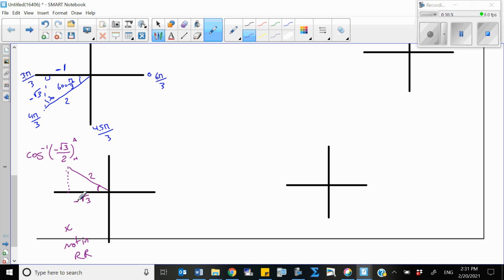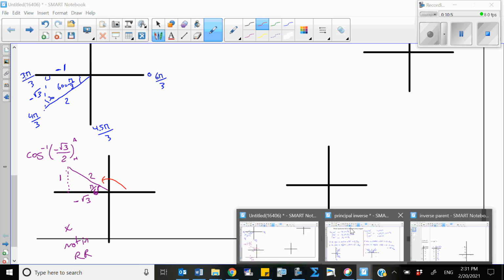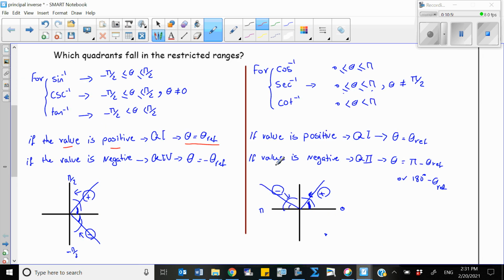Now I can use the Pythagorean theorem and I will see that this side is equal to 1. So we have a special right triangle of 30, 60, 90. Opposite 1 is 30 or pi over 6. So our reference angle is found is pi over 6. Now what is my original angle? We learned that before here again. If the value is negative, like this one, the answer is in the quadrant 2, and the answer is pi minus the reference angle.